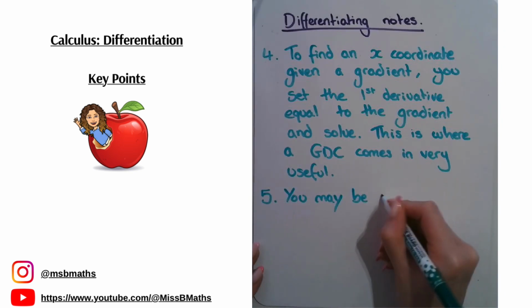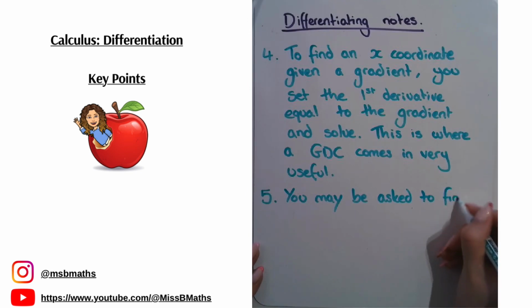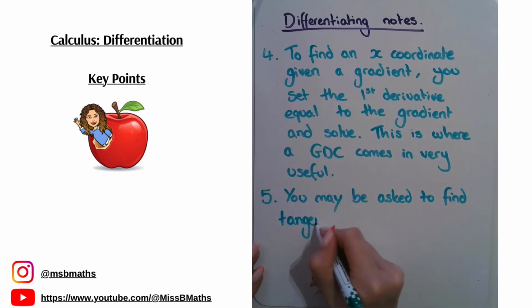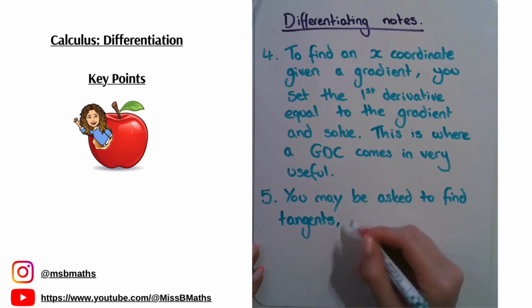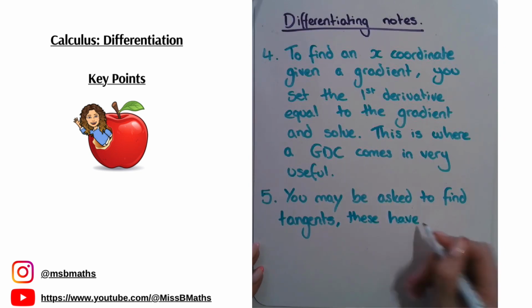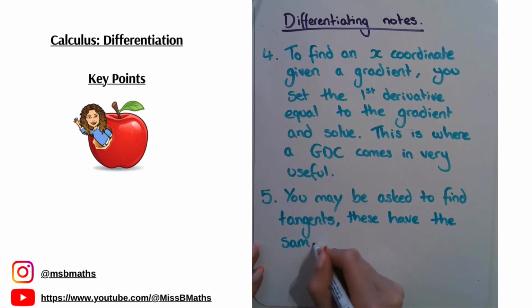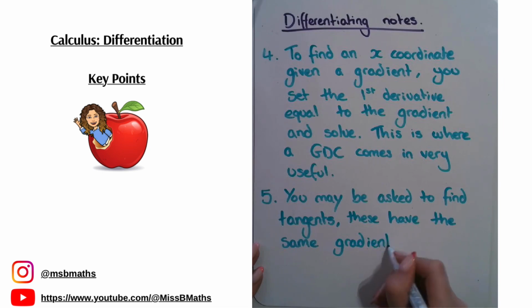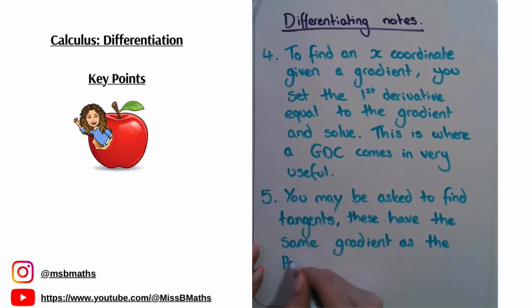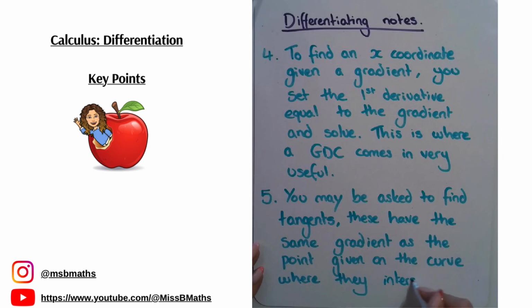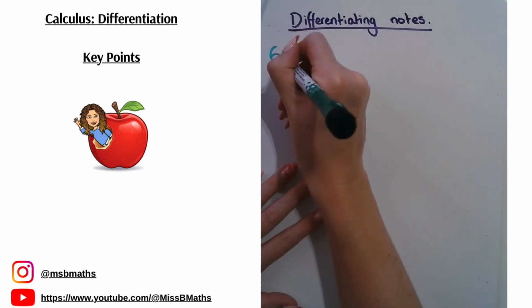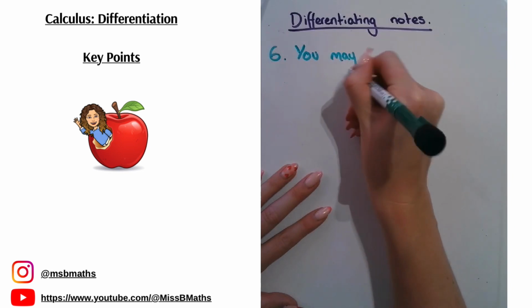Another thing that you may be asked to find is tangents to the curve. Now, the key piece of information to note here is that a tangent will have the same gradient as the point given on the curve. So, of course, this is what you need to use, and then you use the x-coordinate, your gradient found, and you substitute into your y equals mx plus c formula.